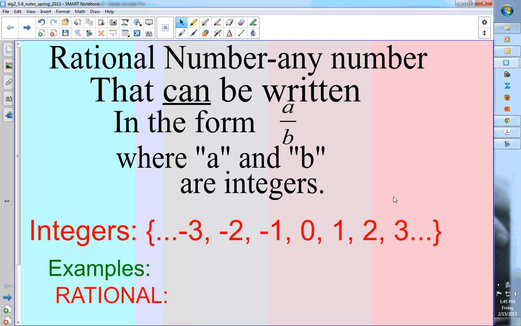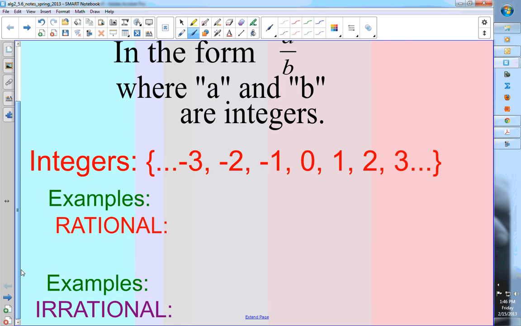And if you remember the set of integers, it's this set right here: -3, -2, -1, 0, 1, 2, 3, on to both infinities. So as long as you could write the number as an integer over an integer, you have what we would call a rational number. Give me an example of a number that's rational.